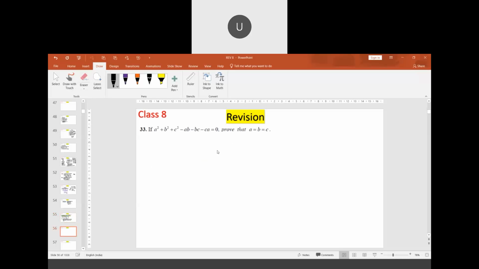Now observe the question. They have given a condition that a square plus b square plus c square minus ab minus bc minus ca equal to 0. Prove that a is equal to b is equal to c. We have to prove a is equal to b equal to c.